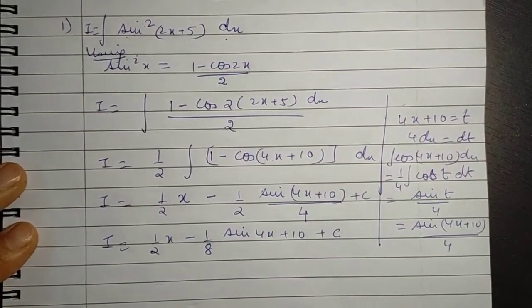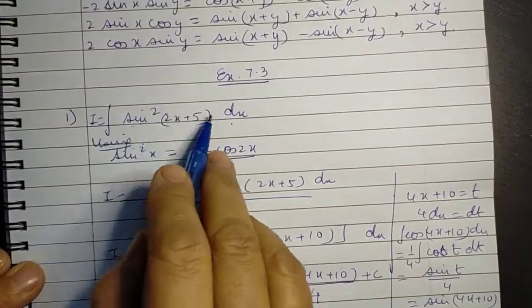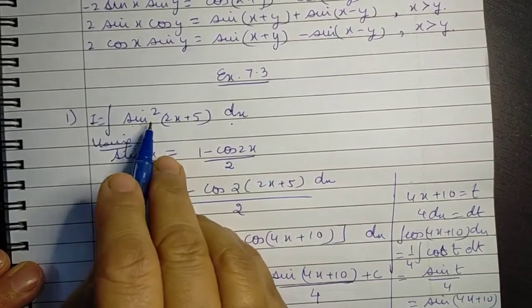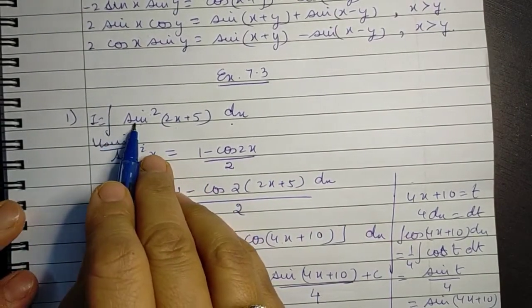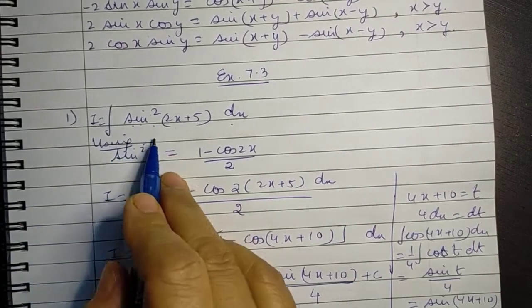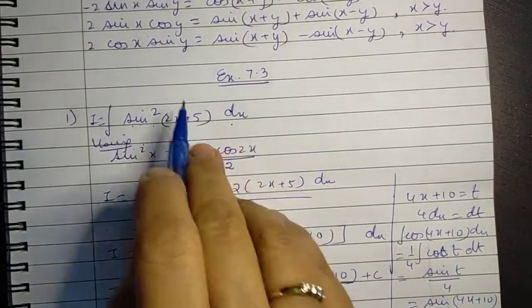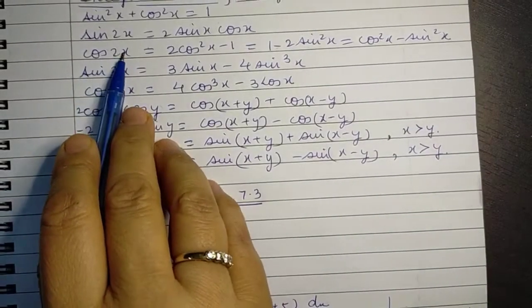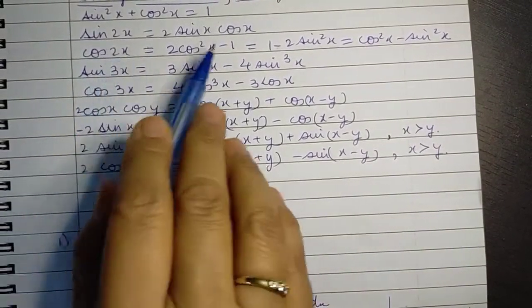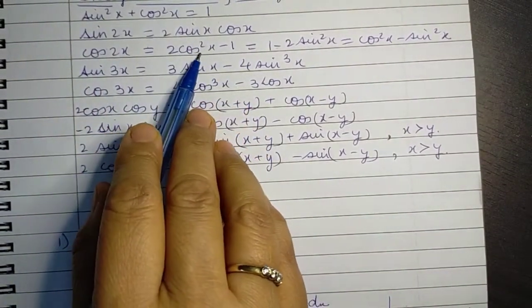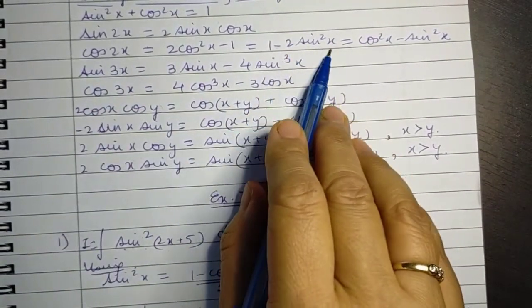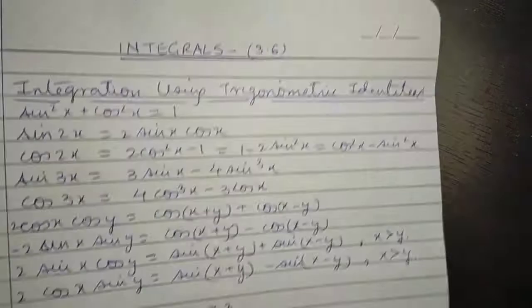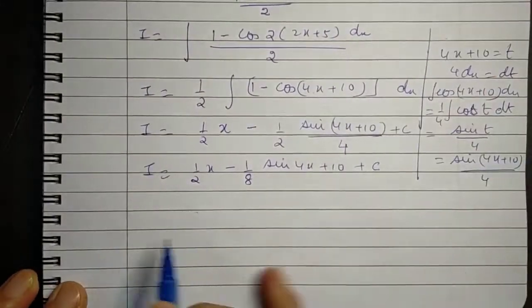Is it okay? So whenever we have a square of some trigonometric function like sine or cos, we'll make use of the result of cos 2x. We know that cos 2x plus 1 is equal to 2 cos squared x, and 1 minus cos 2x is equal to 2 sine squared x. So using these results we can easily simplify this.